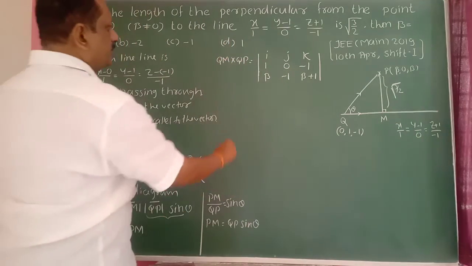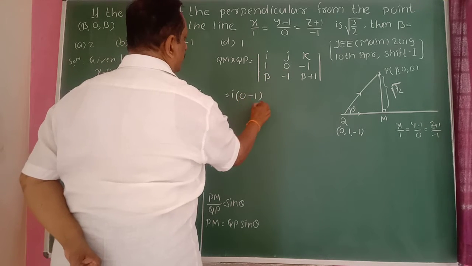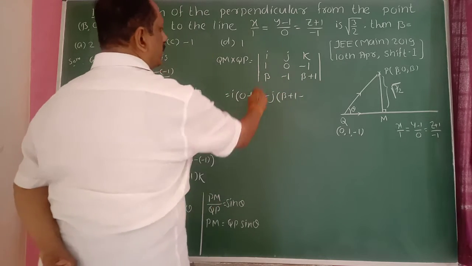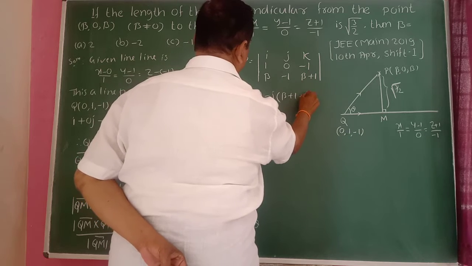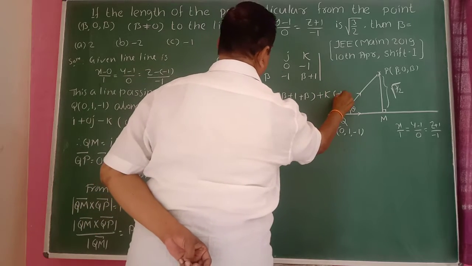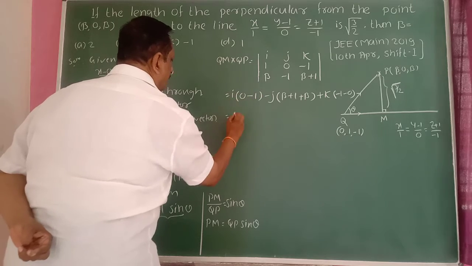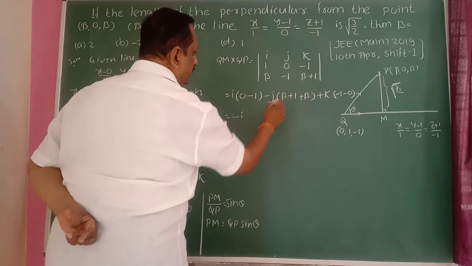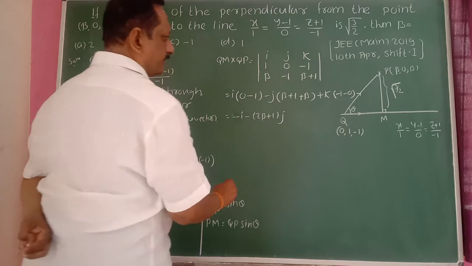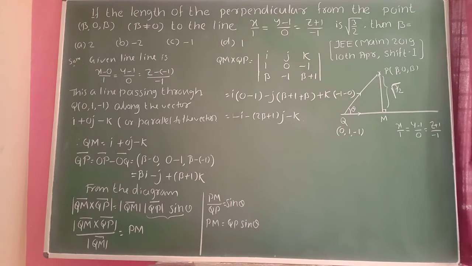Now expand the determinant. i into (0 − (−1)), minus j into (β + 1 − β(−1)), that is β + 1 + β, plus k into (−1 − 0). This is equal to −i, then (2β + 1) into j, then −k. This is QM cross QP.